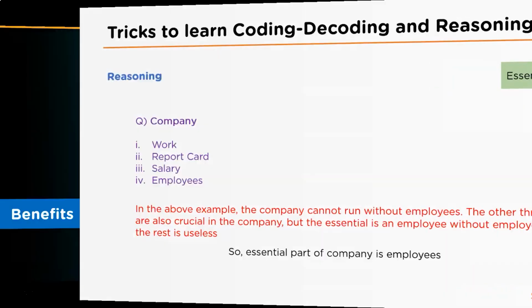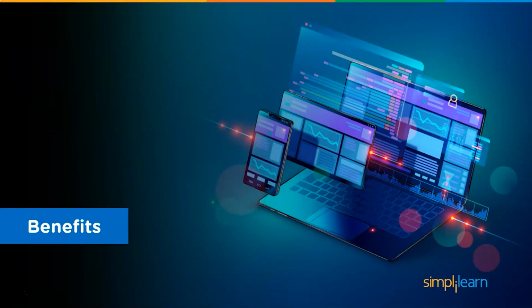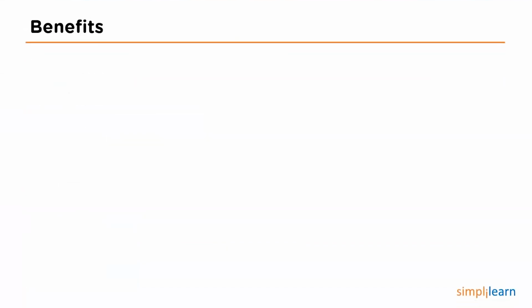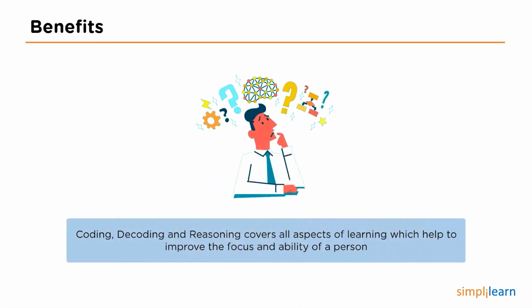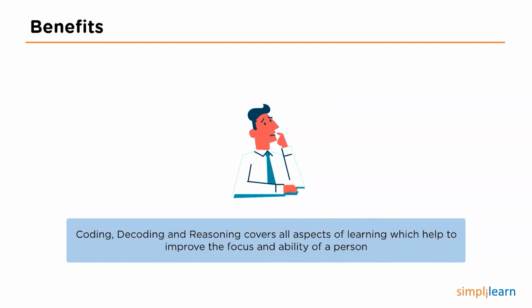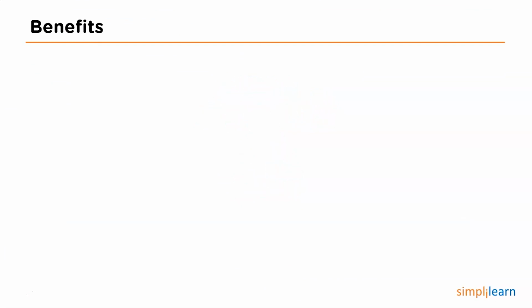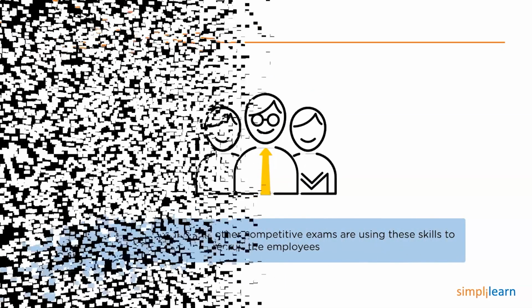These are a few concepts and examples of reasoning-based questions. Now, let's get into learning some benefits of coding, decoding, and reasoning. Coding, decoding, and reasoning cover all the aspects of learning that help in improving the focus and ability of a person. Almost every job-related exam depends on aptitude rounds, which play a key role in recruiting candidates. These are a few abilities of coding, decoding, and reasoning.